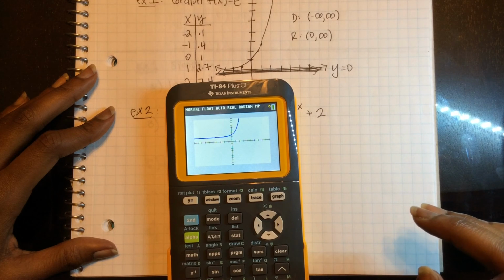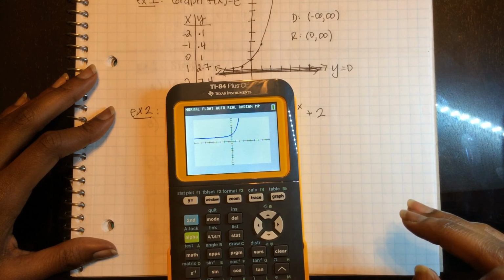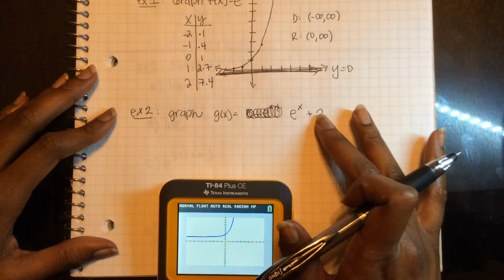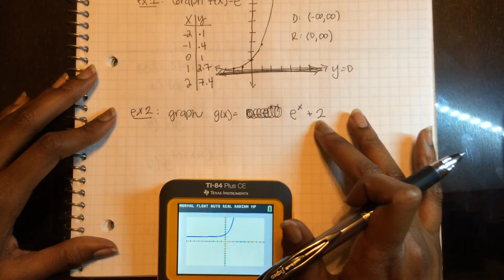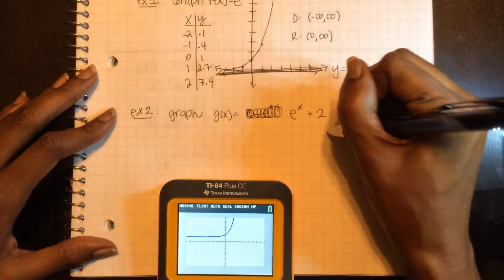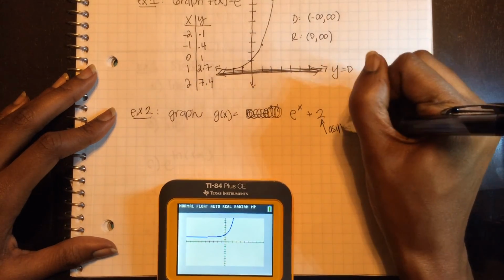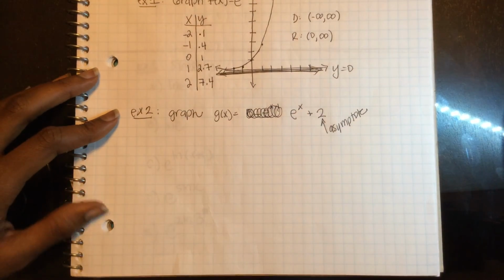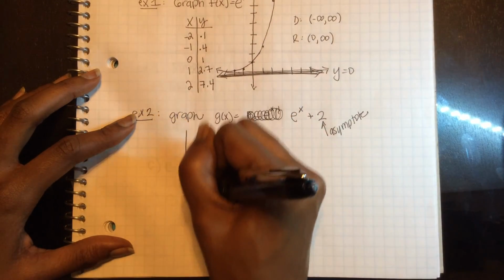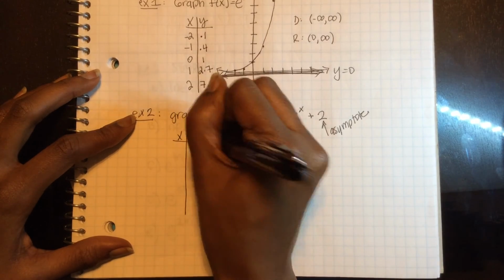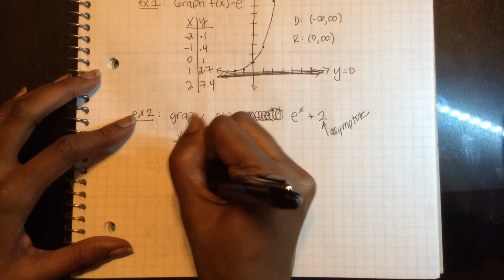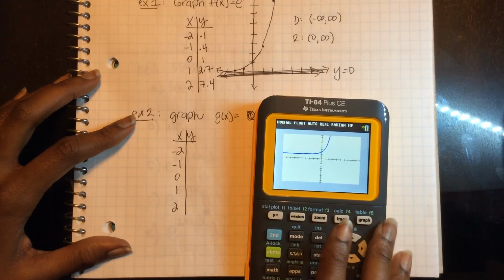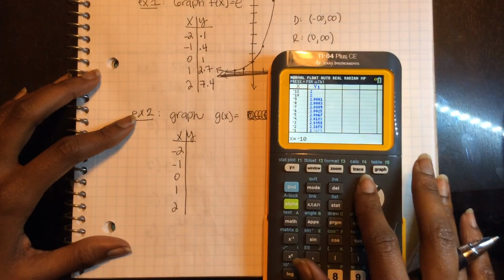So you can see now my graph is shifted up, right? So this number on the end is my vertical translation, which is where my asymptote is going to be now. So if I make a table, -2, -1, 0, 1, 2. Let me go to my calculator and get my table.